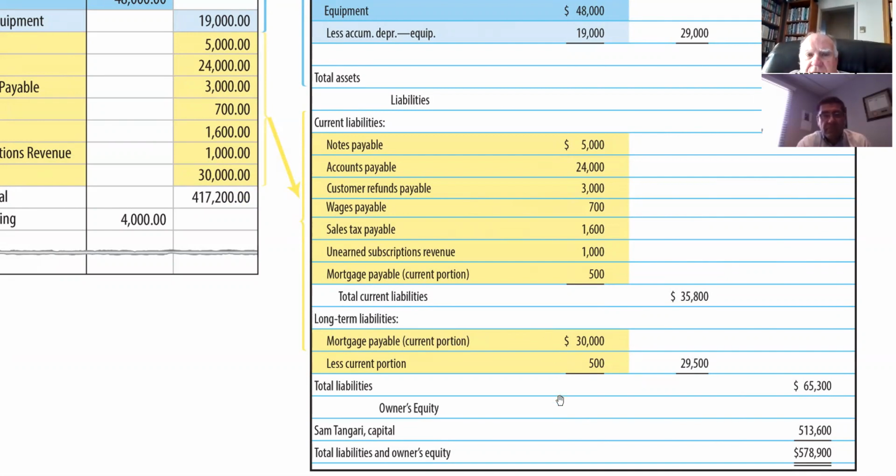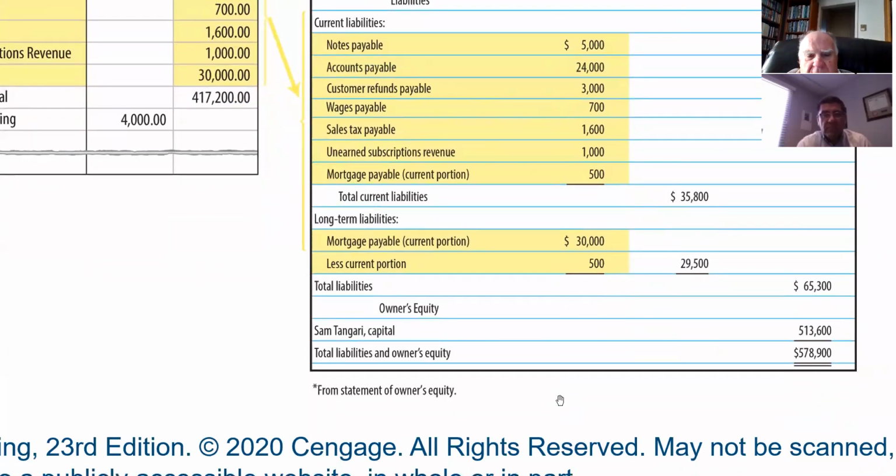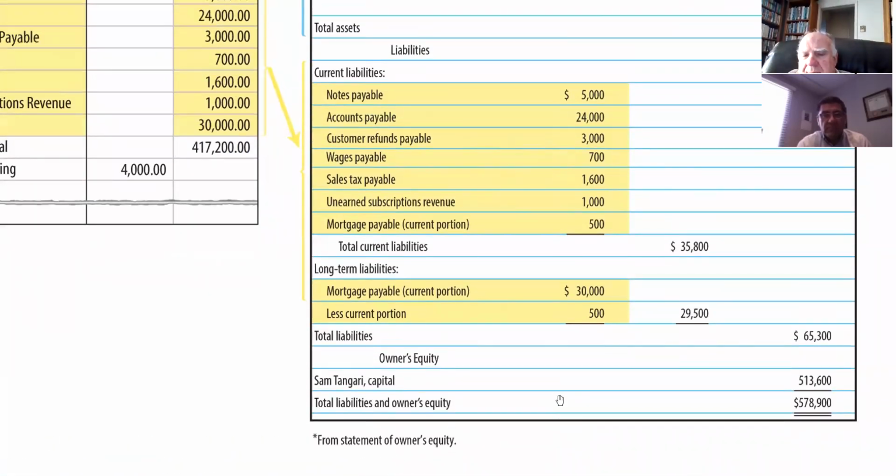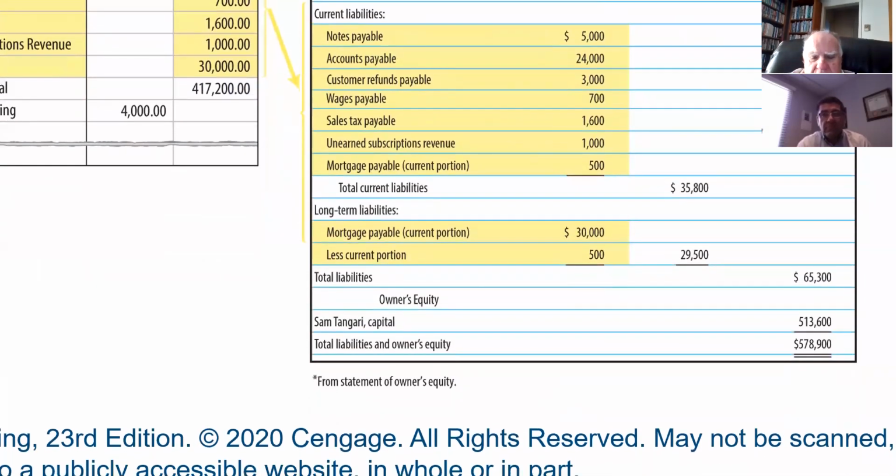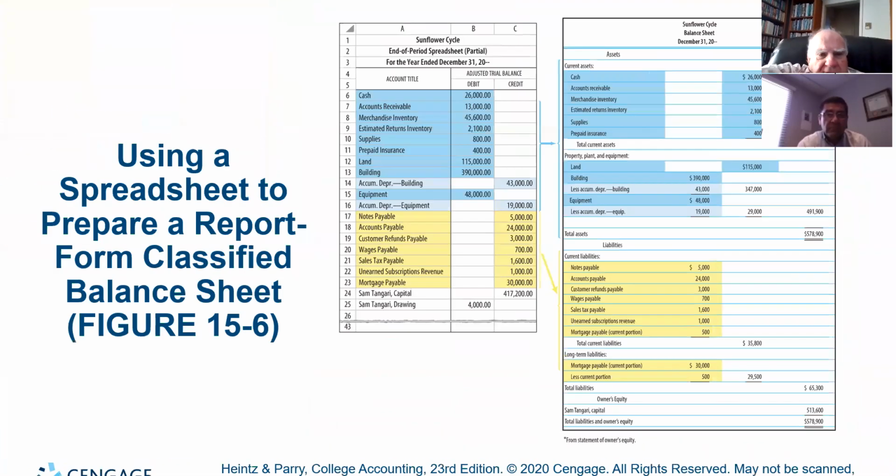So let's see. We've got current assets and long-term assets. We've got current liabilities, long-term liabilities. And then we have our equity. And the balance sheet balances, 578,900. Get familiar with what's a current liability and what's a current asset, and more importantly, how to use them in some of these analyses. We're going to see a little bit in a few seconds here.